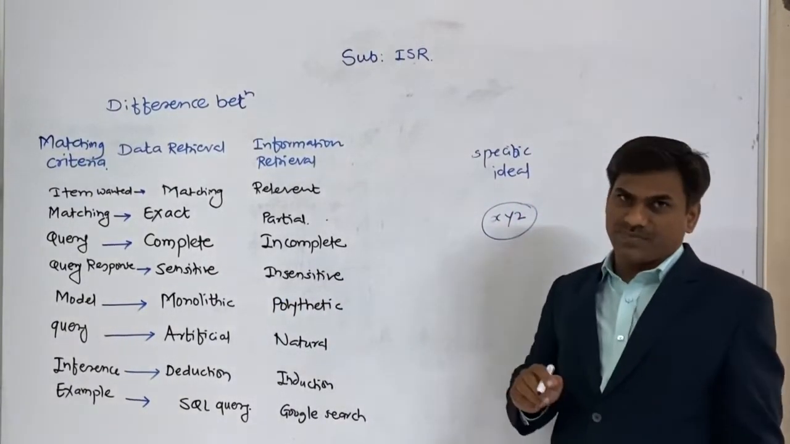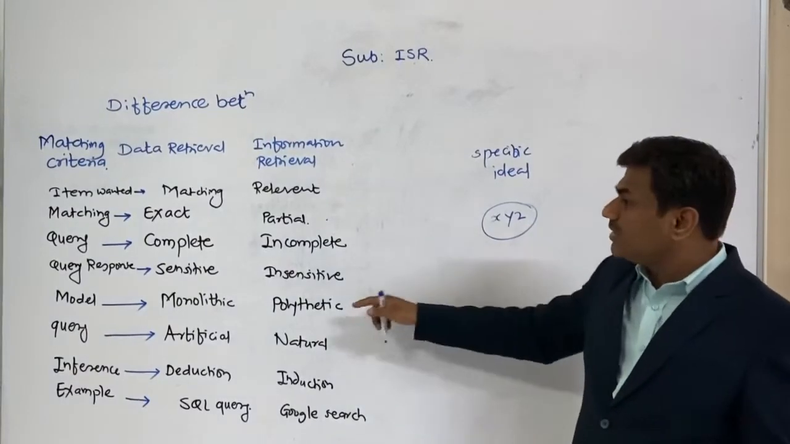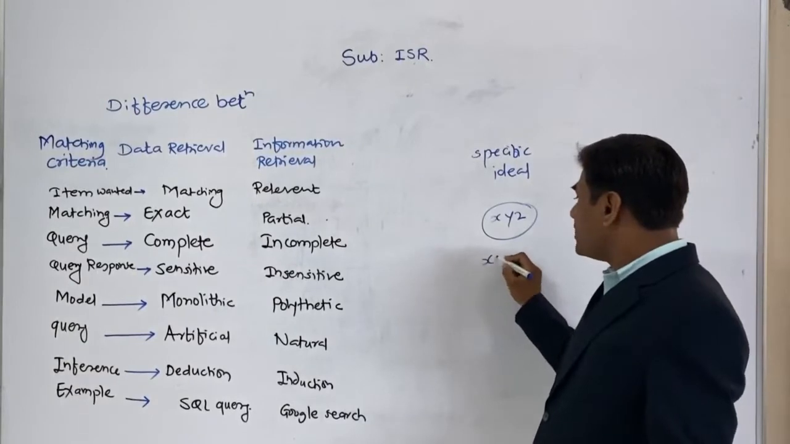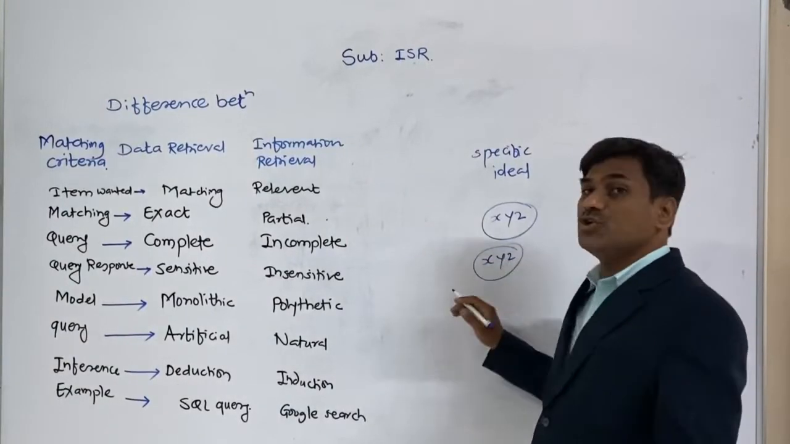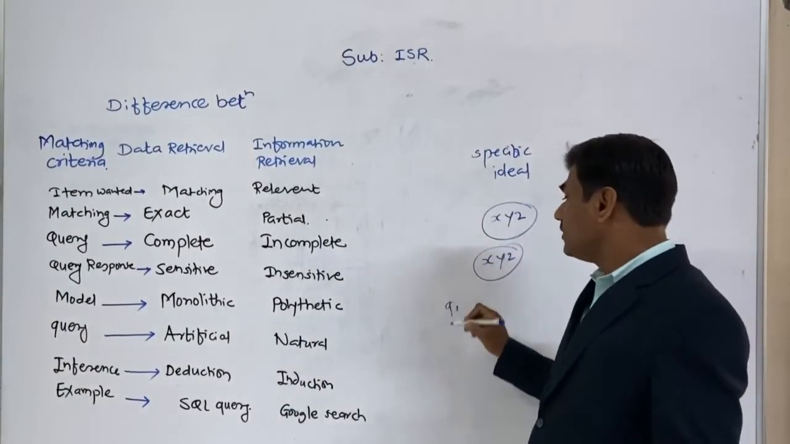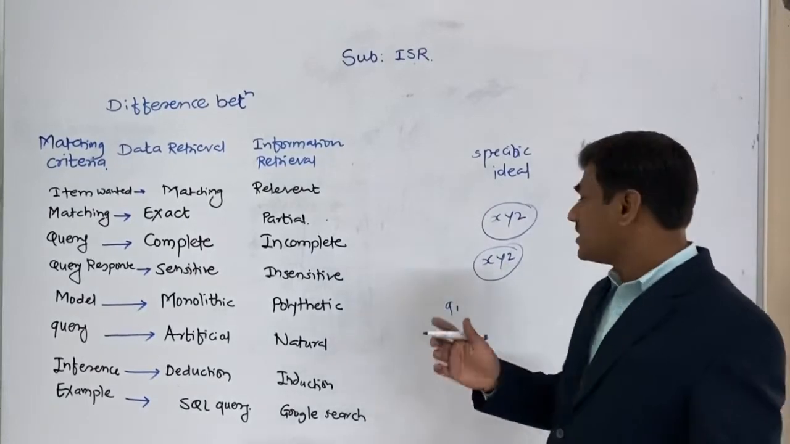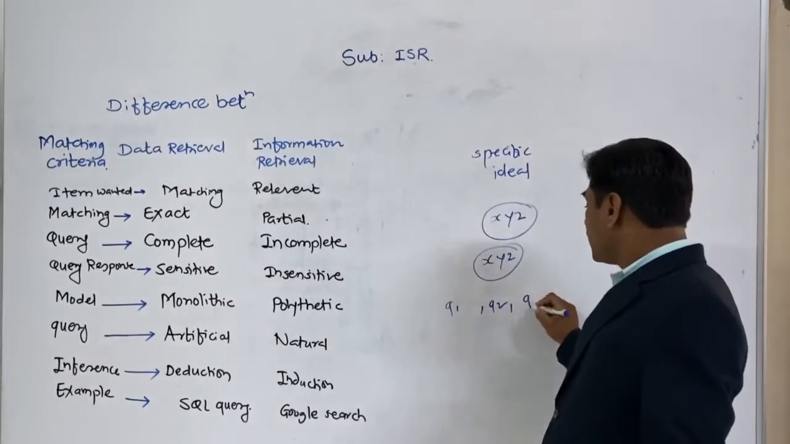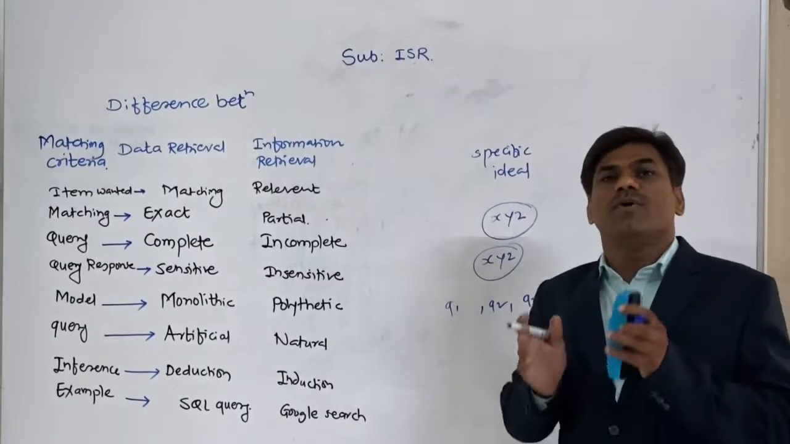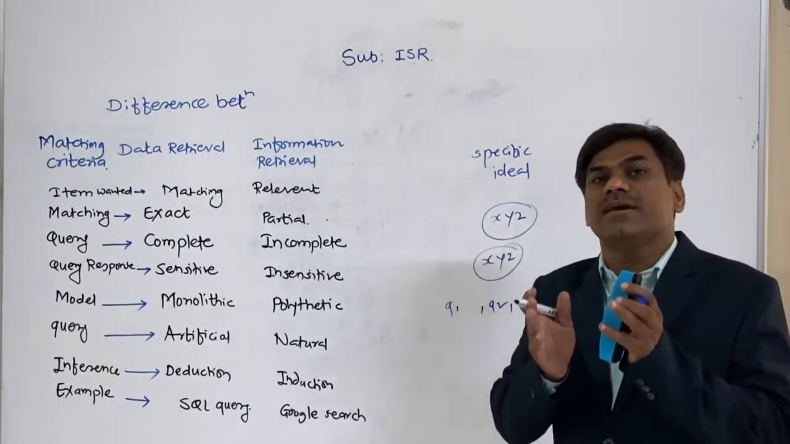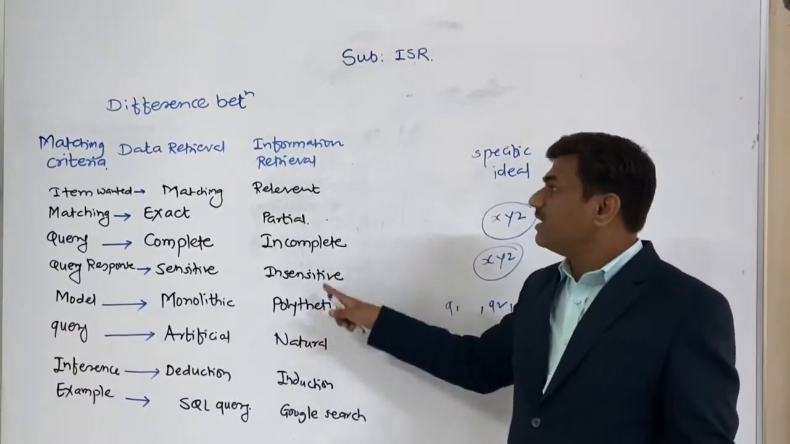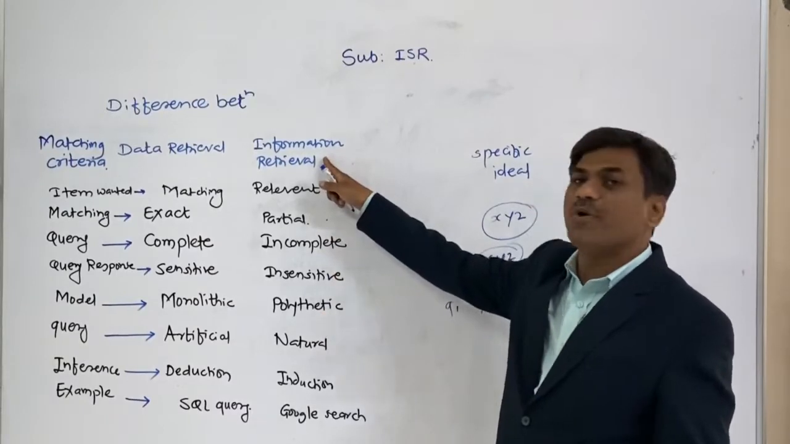And polythetic. Now polythetic nature of the model means what? Suppose you are getting XYZ answer. This answer you may get for the query number Q1. You may get the same answer for query number Q2. You may get the same answer for the query number Q3. Means for a number of questions you will get the same answer. This kind of nature of model is polythetic and it is under information retrieval.